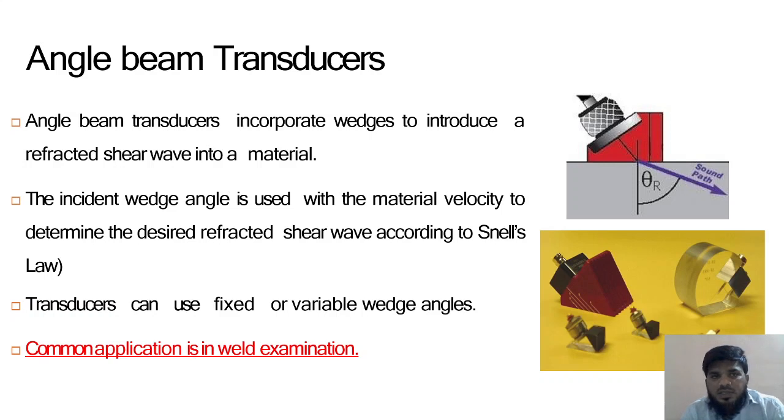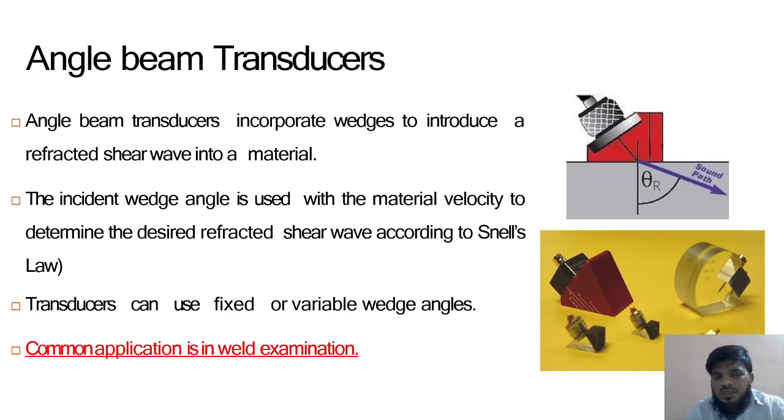Another type of transducer is the angle beam transducer, in which the signals are sent through an angular path. We have discussed that we are able to detect the flaws or holes present in a material by sending angular beams, ranging from 30 to 80 degrees. In this, the angular incident wedge angle is used with the material velocity to determine the desired refracted shear wave. According to Snell's law, we already know that sine of incidence by sine of refraction is equal to the refractive index of the material. The transducers can be used with fixed or variable wedge angles.